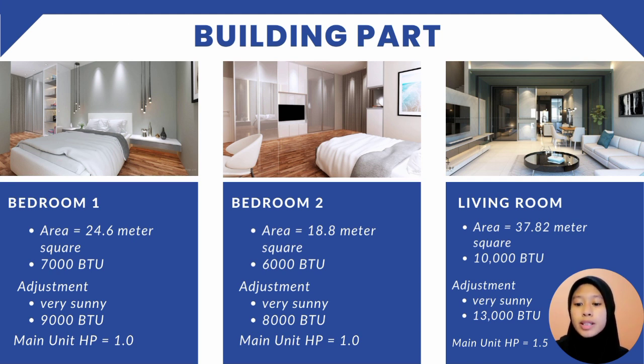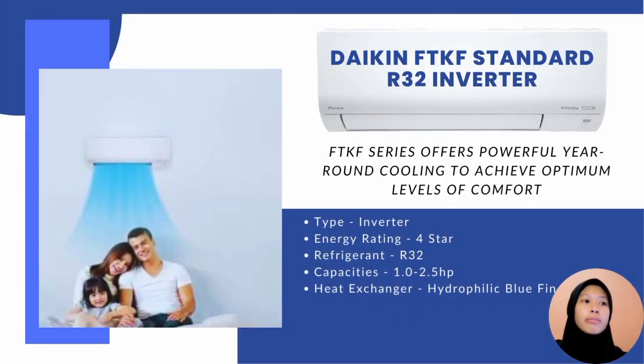The same process is repeated for bedroom 2 and living room. For bedroom 2, we get 1.0 HP, and for living room, we get 1.5 HP. The product that we will be using is the Daikin FTKS standard R32 inverter. Why do we use this?